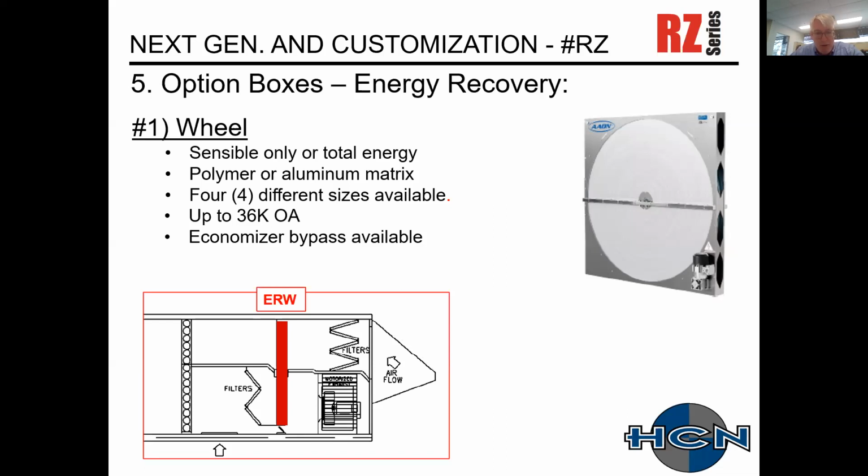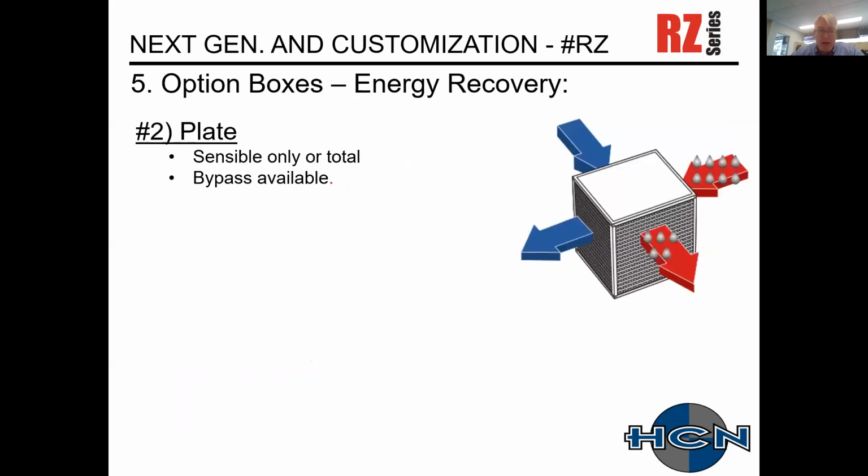Here's just a side view of that energy recovery. I just want to point out that the CFM limitations are really based on the fact that you have two air streams that have to fit in one cabinet. So that's the reason why you can't do 100% outside air up to 80,000 CFM in these large rooftop units. Next is the plate. Once again, everybody's familiar with these. They come as sensible only or total.